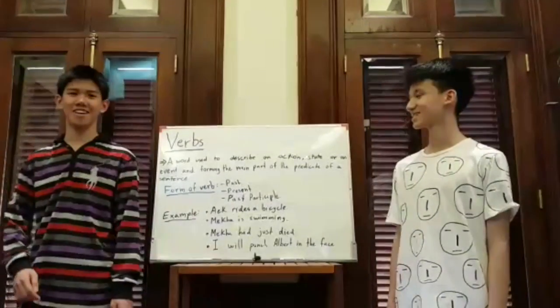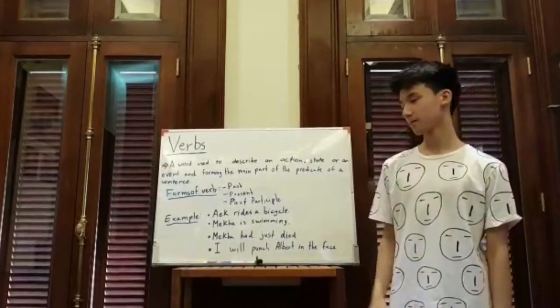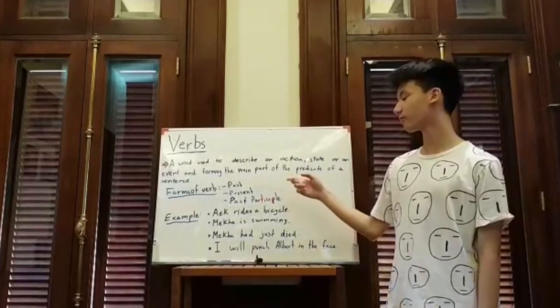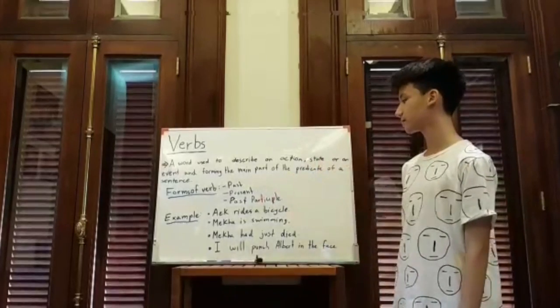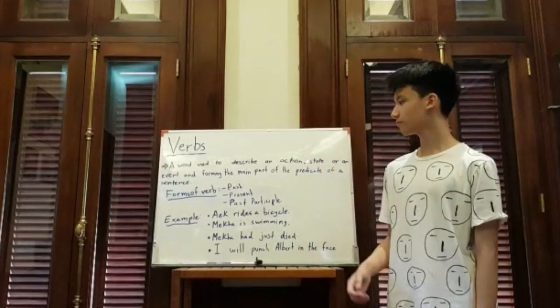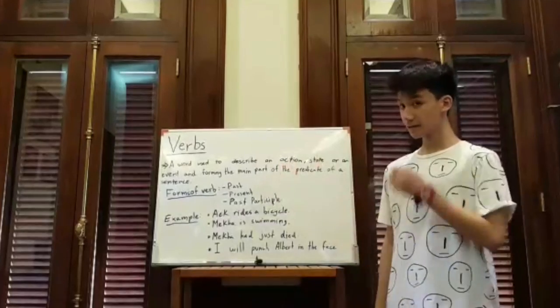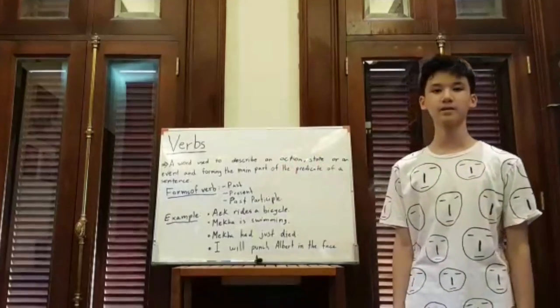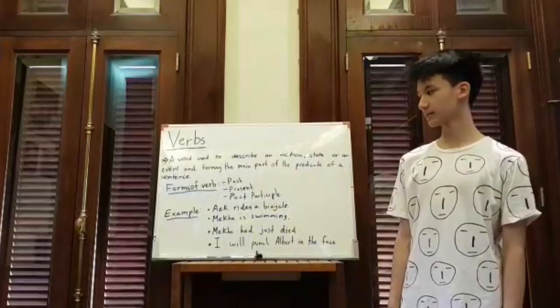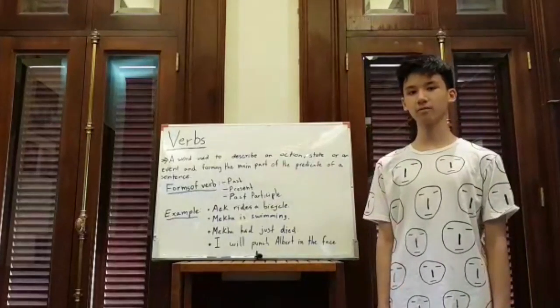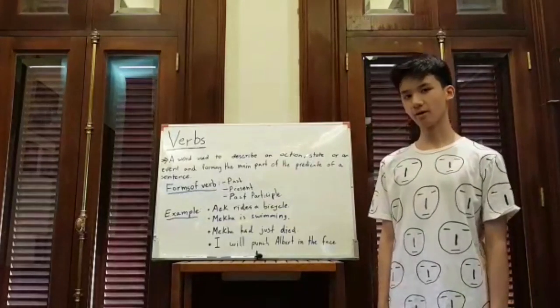So I will go, okay? We have past tense form, present form, and past participle form. For the past form, it is used to describe action that already happened. It is usually formed by adding d or ed to the infinitive.